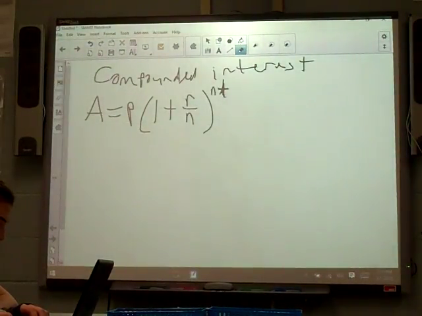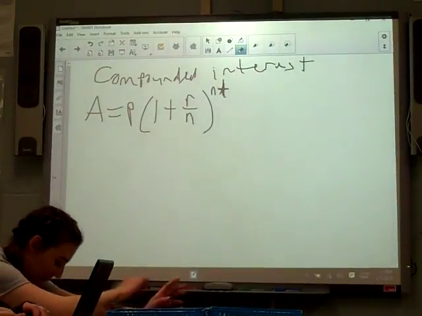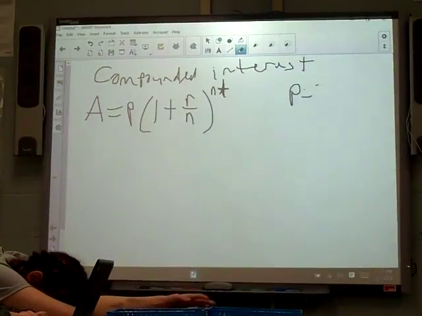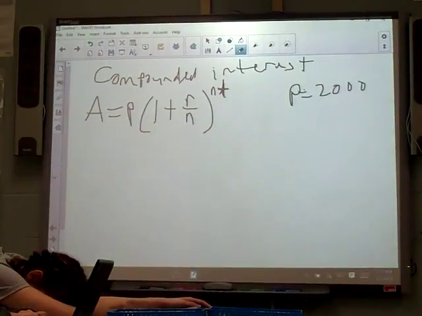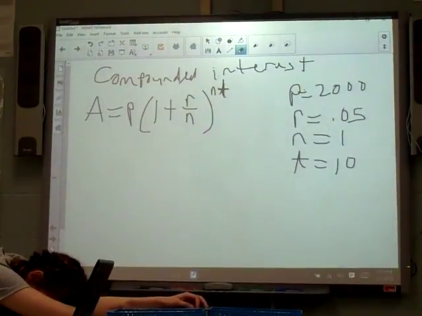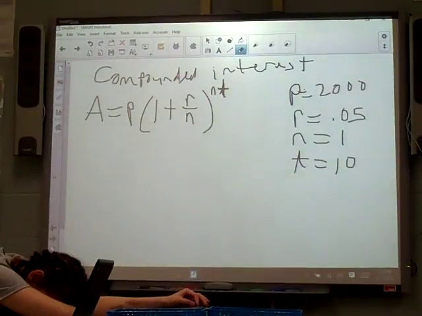All right, so here's what we got. Find the value of $2,000 deposited. So there's my P, my principal, $2,000. 5% interest, so my rate is 0.05. 5% interest compounded annually, once a year. My N is 1 for 10 years. T is 10. So this is a super duper easy problem to work because you're going to be able to use your calculator. You just got to make sure you get it all plugged in the right spots.